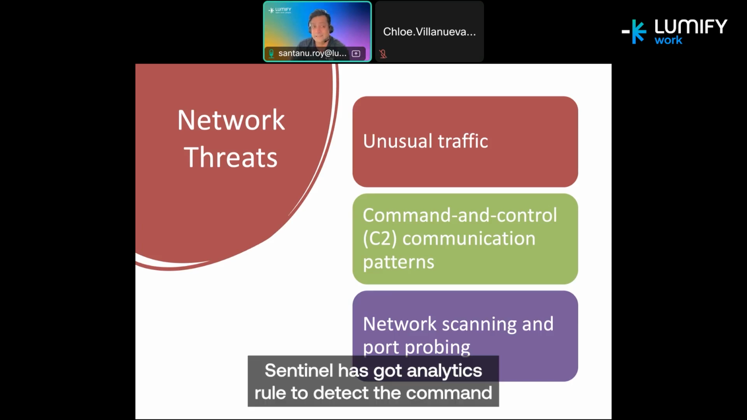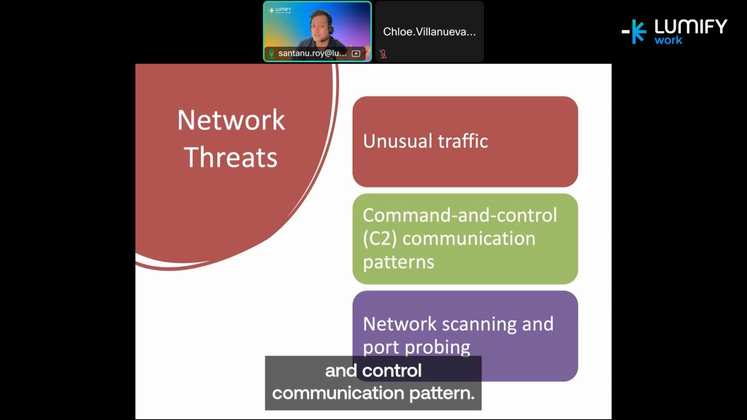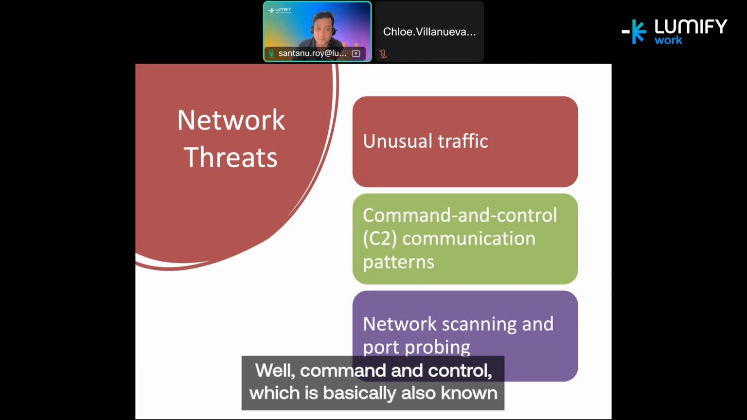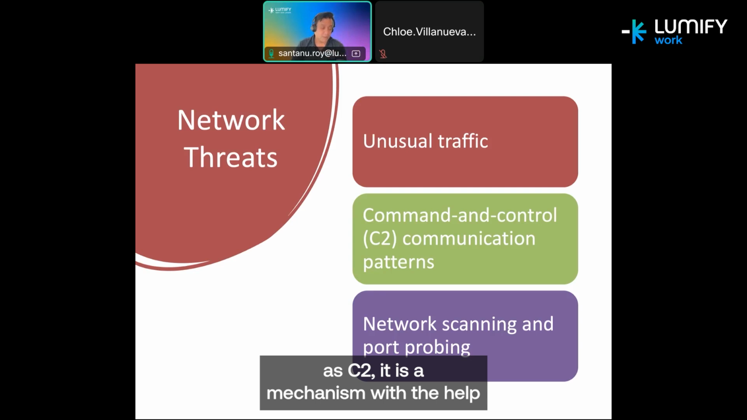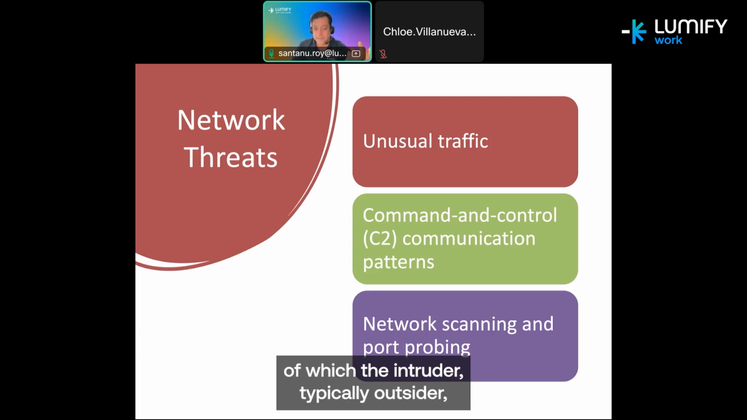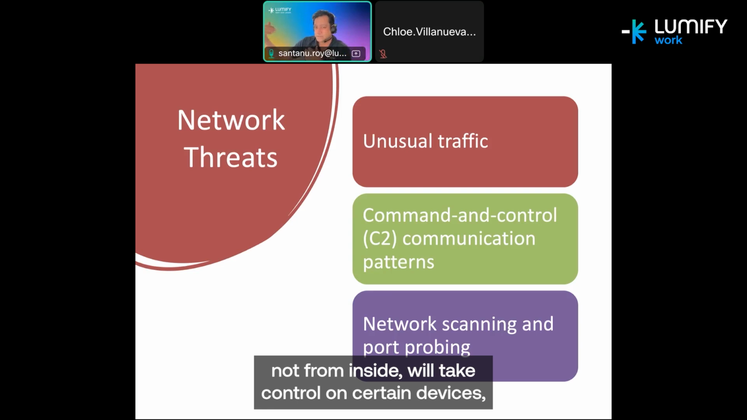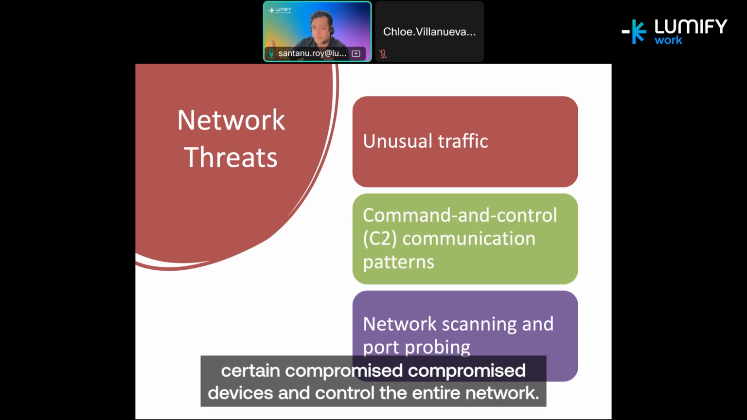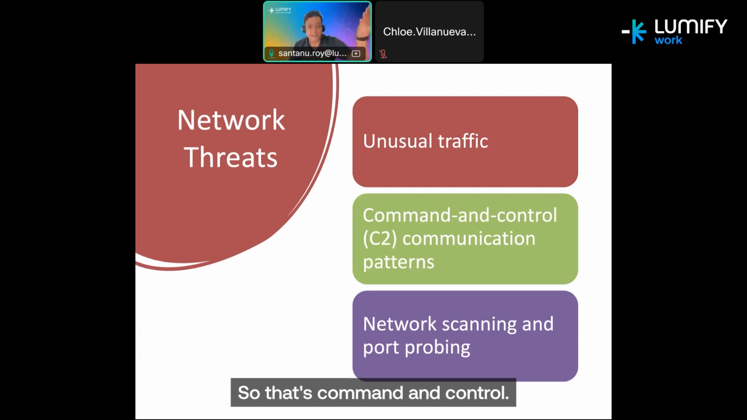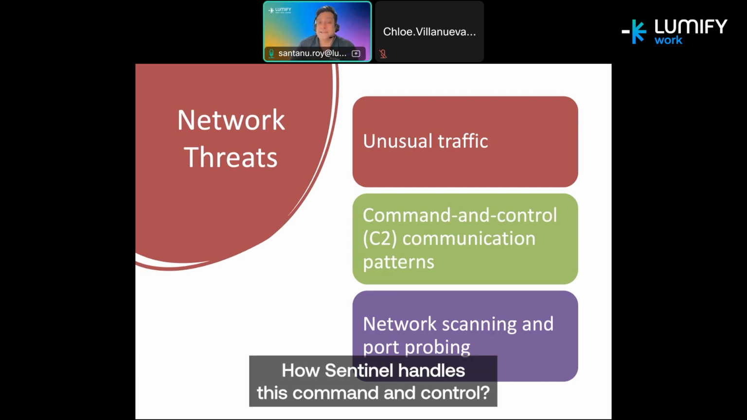Sentinel has an analytics rule to detect the command and control communication pattern. Command and control, which is also known as C2, is a mechanism with the help of which the intruder, typically an outsider, not from inside, will take control of certain compromised devices and control the entire network. So that's command and control. How does Sentinel handle this command and control?